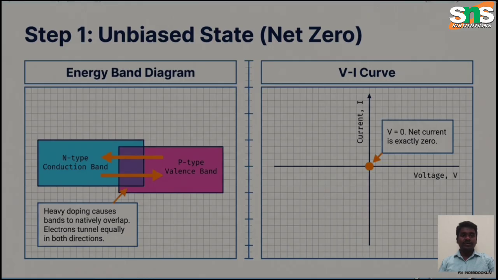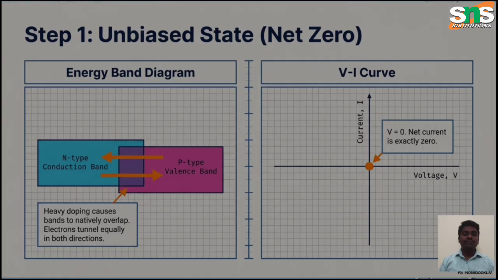So first step, a step by step explanation of the working principle of the tunnel diode. Unbiased state. This is the energy band diagram, with the n-type conduction band and the p-type valence band. Charge carriers are moving. Heavy doping causes the bands to overlap, so electrons tunnel equally in both directions.